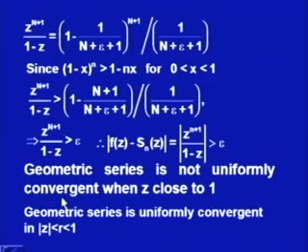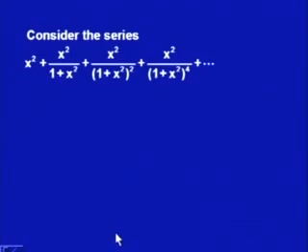However, if we apply the result of the earlier theorem, then the geometric series is uniformly convergent in |z| less than or equal to r. So, there exists some r in which the geometric series will be uniformly convergent, but it will not be uniformly convergent throughout |z| less than 1. There has to be some r in which this series is uniformly convergent.